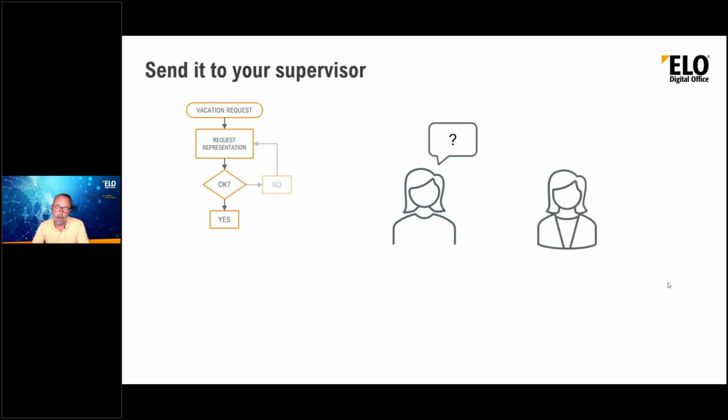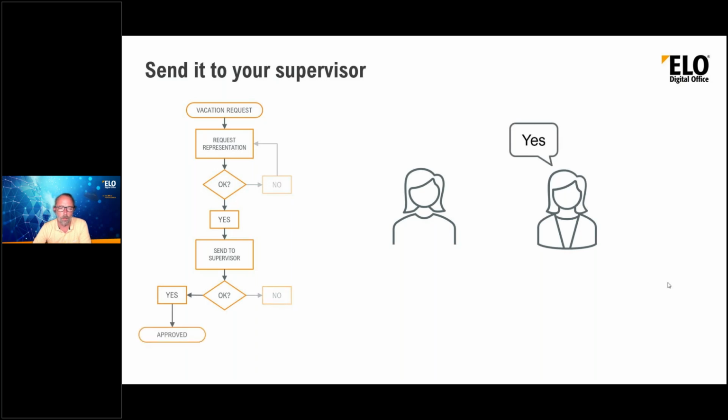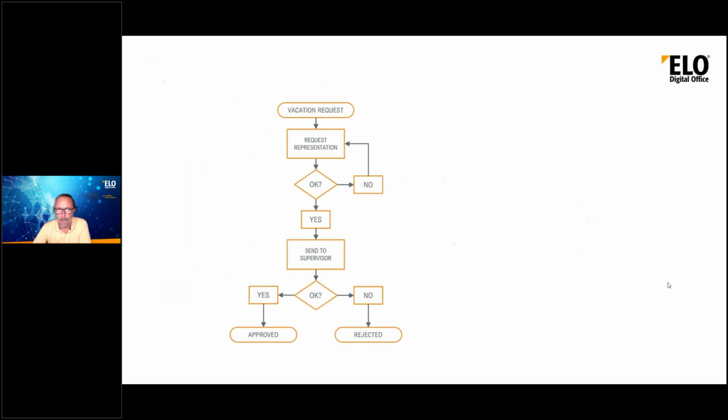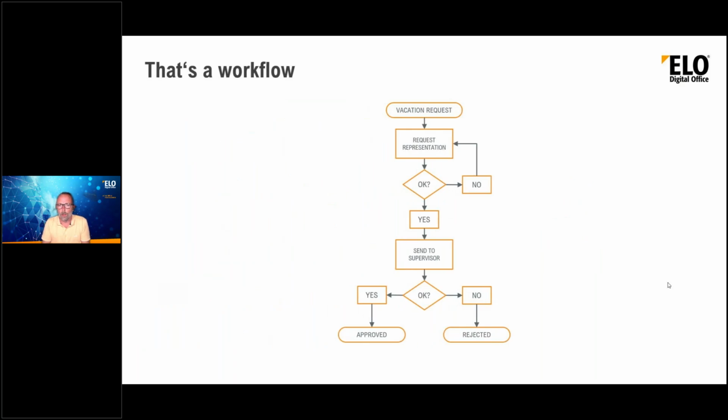Next step, you have to ask your supervisor. So I have a representation during my vacation. Can I go on vacation? And the supervisor has the possibility to say yes or no. When your supervisor says yes, then your vacation request is approved. But when your supervisor says no for some reason, then it's rejected. And that's, in fact, a workflow. It's a process for a vacation request which you're used to in your company.